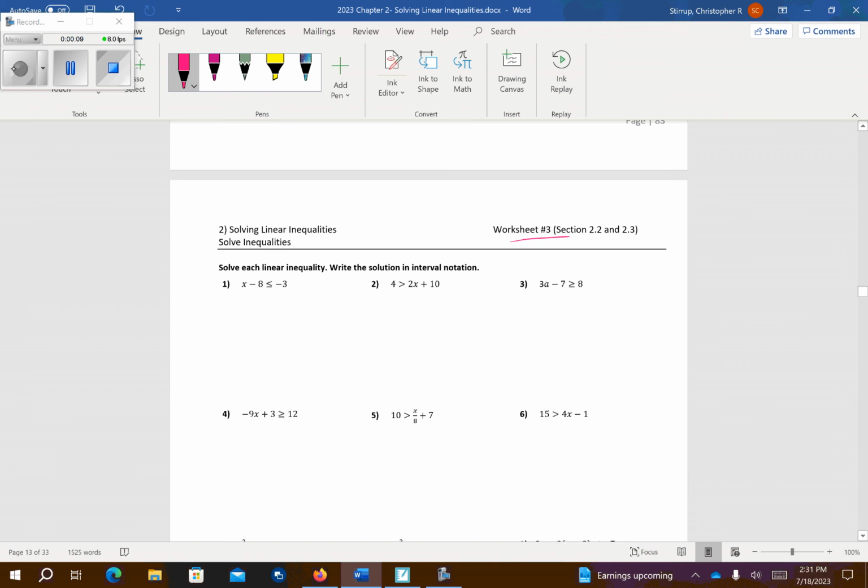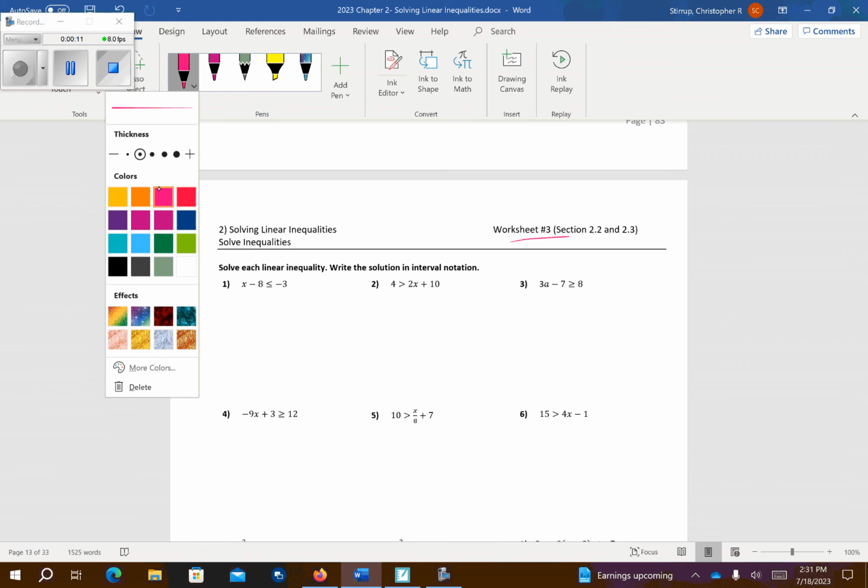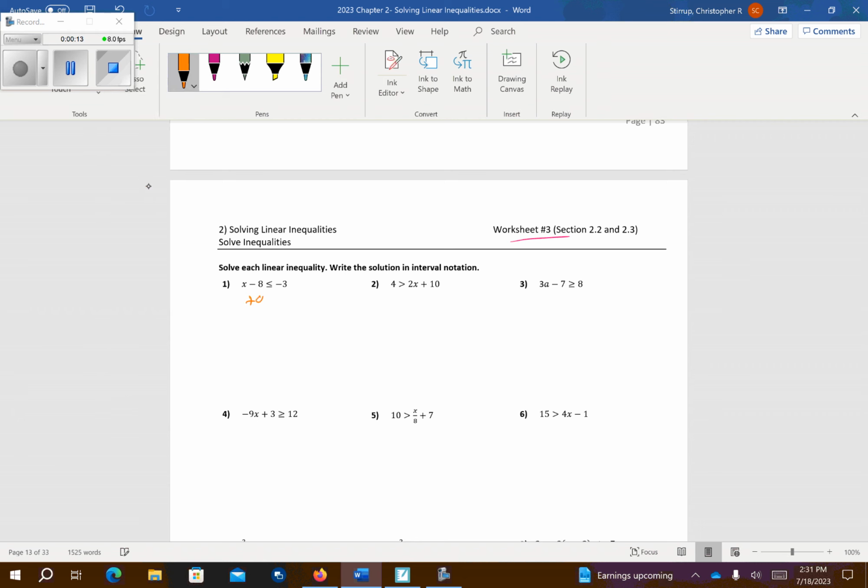Okay, we want to solve this. I'm going to add 8 to both sides. So x is less than 5. Interval notation, so this is going to negative infinity. So negative infinity is a soft bracket. 5 is going to be a hard bracket because we have the equal sign.